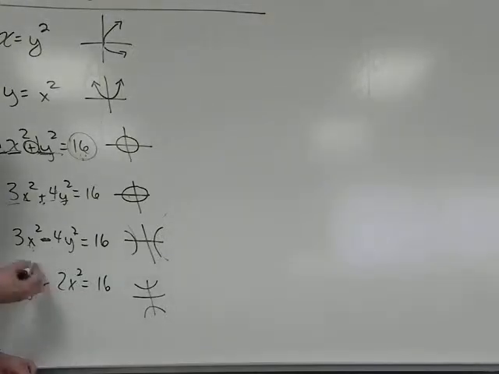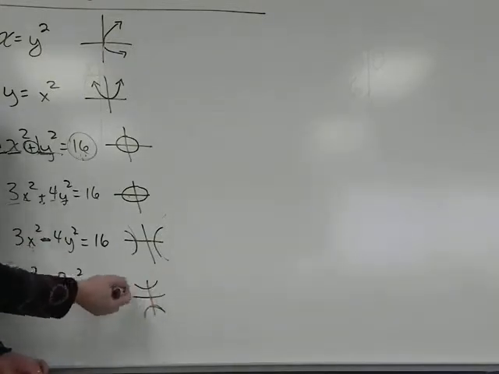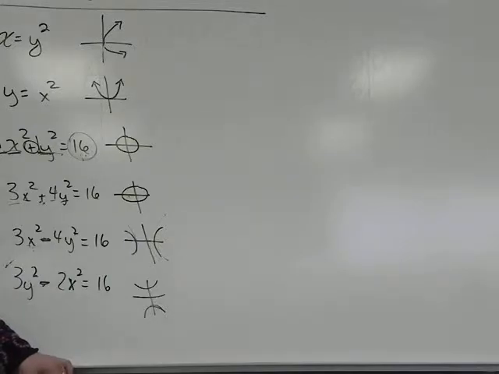If it's y squared minus x squared, it doesn't matter if the coefficients are the same or not on this, by the way. But if y squared is the positive one and x squared is negative, it opens up and down on the y-axis.